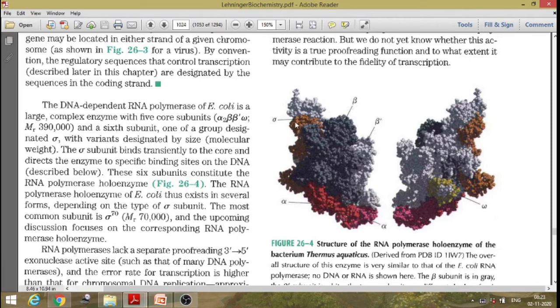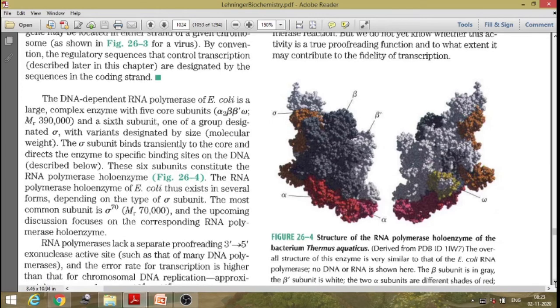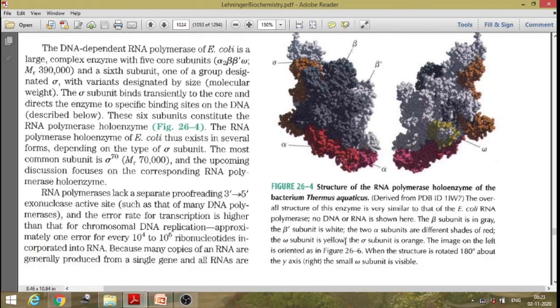Then there is the sigma subunit, which is transiently bound to the other subunits, the core enzyme. This is in brown color, and the omega subunit is the smallest subunit, which is seen when this enzyme is turned 180 degrees. Then you can see the omega subunit, which is in a greenish shade. Okay, so this is about the structure of RNA polymerase holoenzyme, and let's move further.